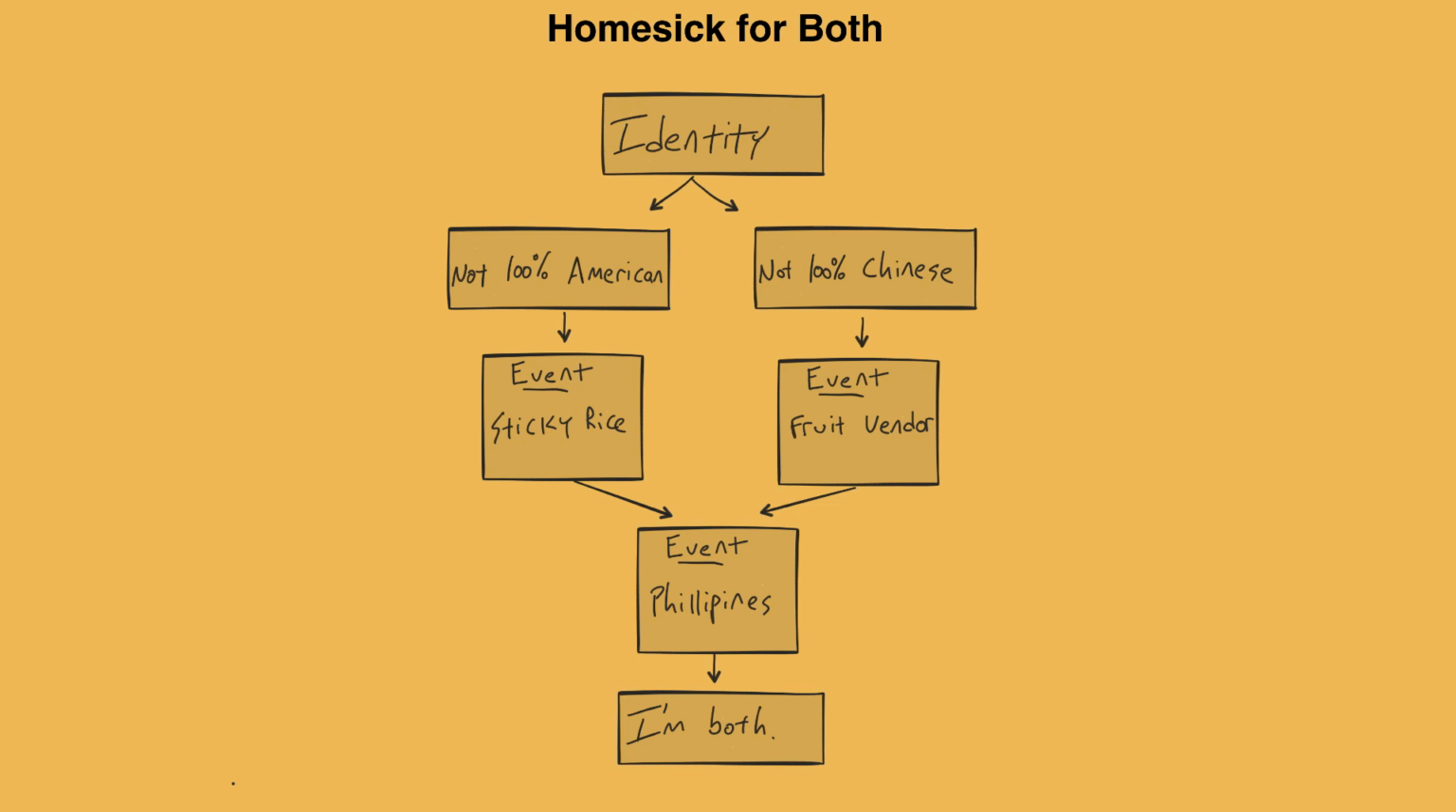So we start up here at the top with a topic. Then you illustrate that topic with specific events. Sticky rice and the conversation with the fruit vendor. Finally, you come to a lesson. But of course it didn't just come out this way. So how did we get here? Step one is to brainstorm.